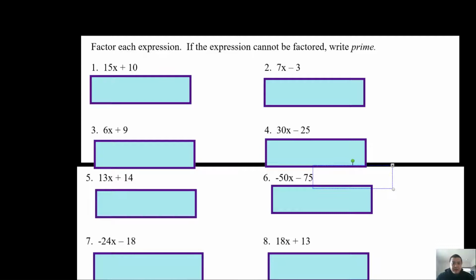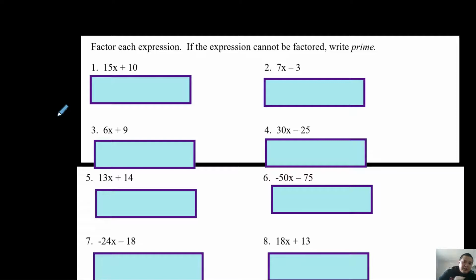So let's take a look at this again. Factor each expression. If the expression cannot be factored, write prime. Okay, very similar to when you try to find the factors of something like 5, right? We know that 5 is a prime number because the only factors here are 1 and 5. Sometimes we have expressions that do not share any common factors except for 1. So therefore, instead of writing down anything for that, we just call that a prime expression.